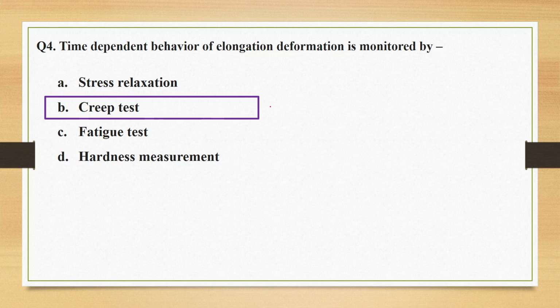And in case of fatigue test, we get the lifetime or durability of your material, right? So fatigue test is also not the correct answer, for those who answered C. The correct answer was creep test. It actually gives you the time dependencies of elongation, which is otherwise known as viscoelasticity. Okay, so creep test was the correct answer for question number 4.